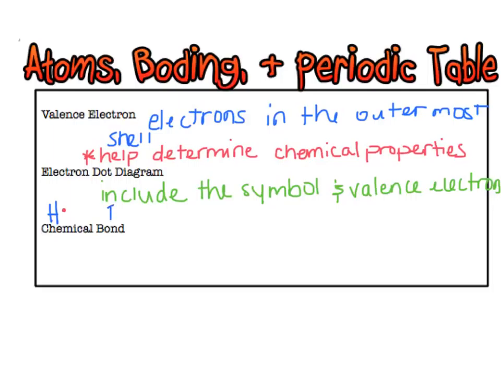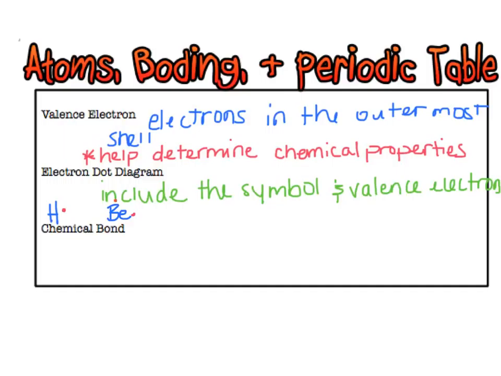So beryllium is Be. Jaden? 2. Good. So then we would have 2 valence electrons. And we're going to talk about exactly where to place those.